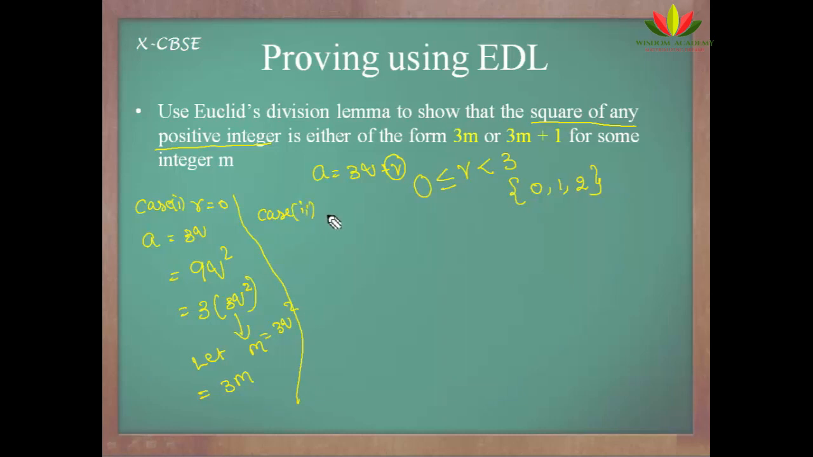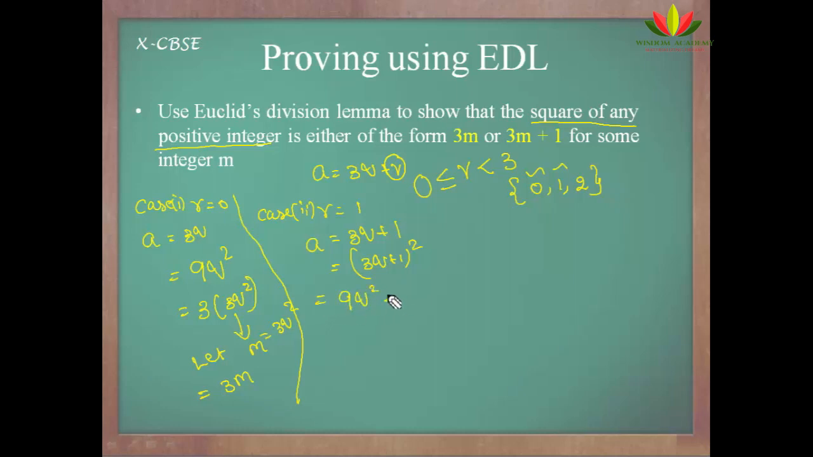What case 2 says is r is equal to 1. I finished that, now I am going for this. So r is equal to 1, so a is equal to 3q plus 1. Next step, what I have to do? 3q plus 1 the whole square. You all remember the a plus b the whole square formula, right? So what will be the answer here?